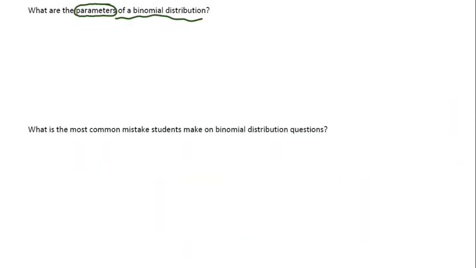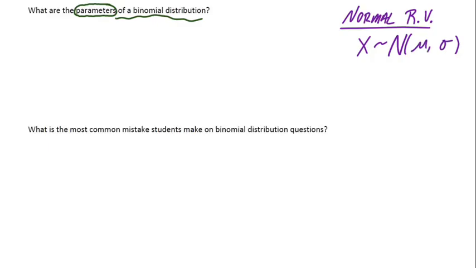So what are the parameters of a binomial distribution? Let me remind you, when we talk about a normal distribution or a normal random variable, call it x, we use this notation: X follows a normal distribution. The parameters would just be the mean and the standard deviation. We learned that a long time ago. So for a normal random variable like x, we know its mean and we know its standard deviation. Those are our two parameters.